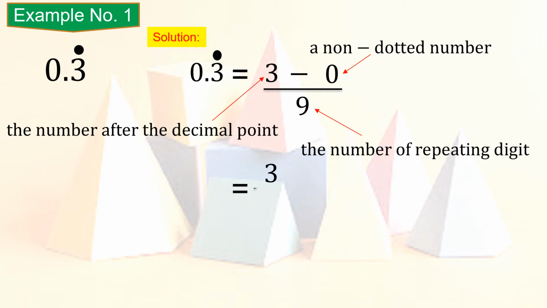So from here, 3 minus 0 is 3, so we have 3 over 9, and it's divisible by 3, simplifying further to its lowest term. So the answer is 1 over 3, or 1/3. So 0.3 with the dot at the top is equal to 1/3.